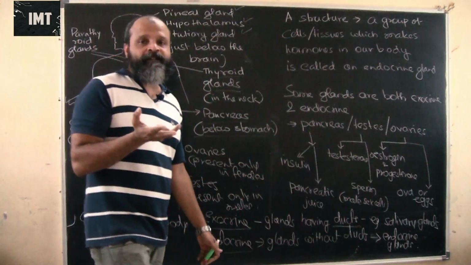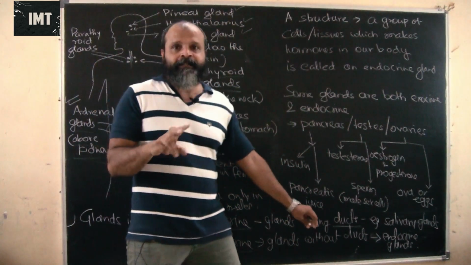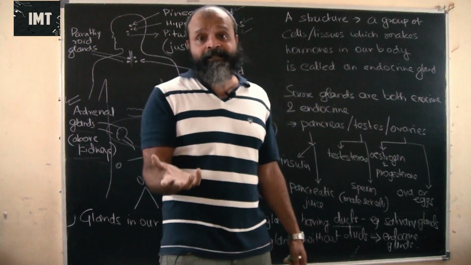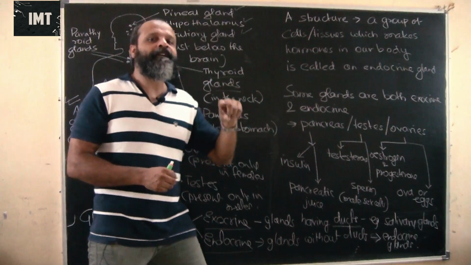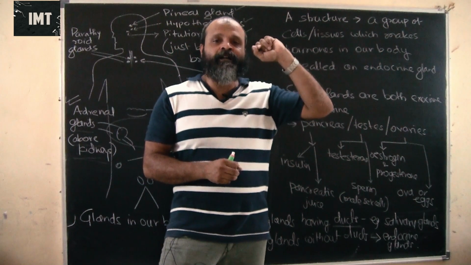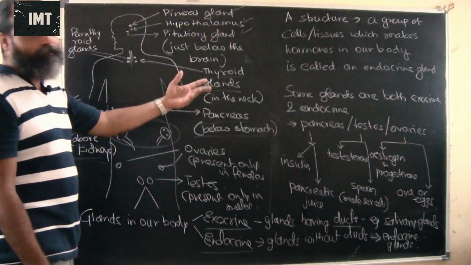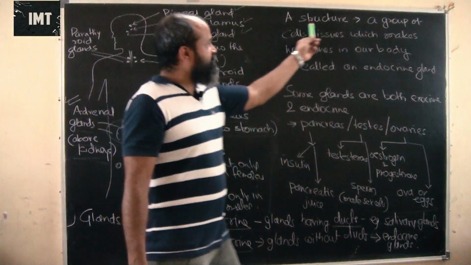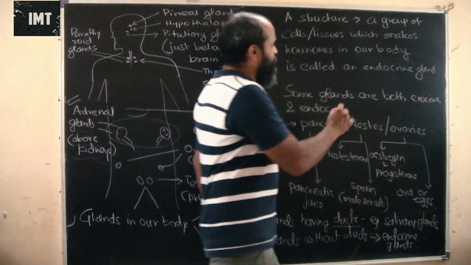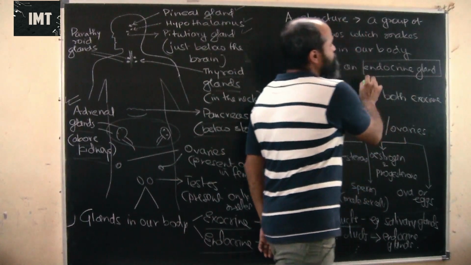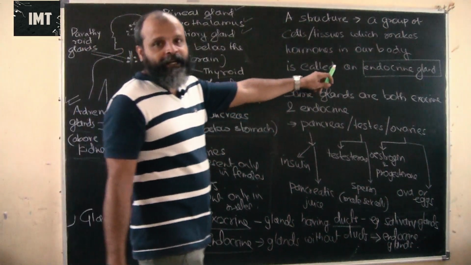For exocrine glands, the effects are produced at the site of production itself, and for endocrine glands, the effects are produced somewhere else. That is the reason you need a medium for the hormones produced by endocrine glands to carry them to the site of effect, and that medium is basically blood. So a structure or a group of cells and tissues which makes hormones in our body is called an endocrine gland.